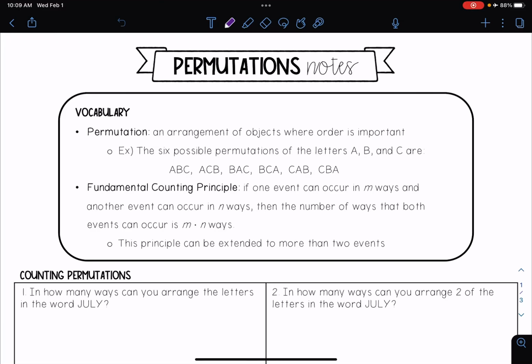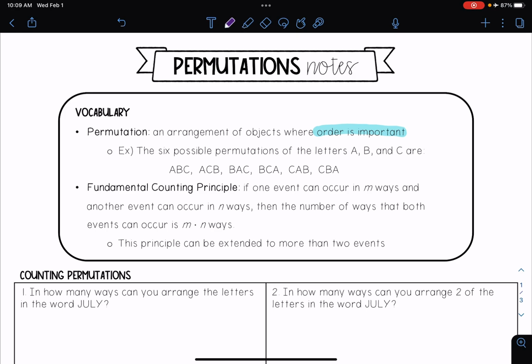Hello everyone. In today's lesson, we're going to be talking about permutations. So first, for some vocabulary, a permutation is an arrangement of objects where order is important. So I want you to remember with permutations, order is important, because what we'll learn in the next lesson is a combination where order is not important.